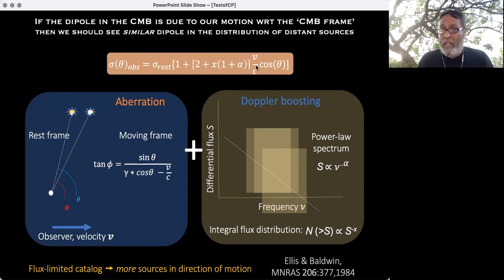Again, as you expect, it's v over c, cos theta, that term will always be there. This x and alpha refer to the exponents of the power law spectrum of the sources and their integral flux distribution. Very straightforward, very clean, no ambiguity.